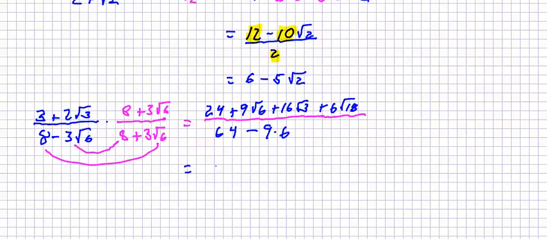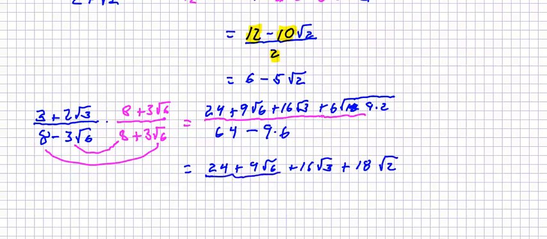All right, so now we have 24 plus 9 square root of 6 plus 16 square root of 3. And square root of 18 is really 9 times 2, so we have plus square root of 9 is 3 times 6 is 18, square root of 2. All over 64 minus 9 times 6 is 54. 64 minus 54 is 10.